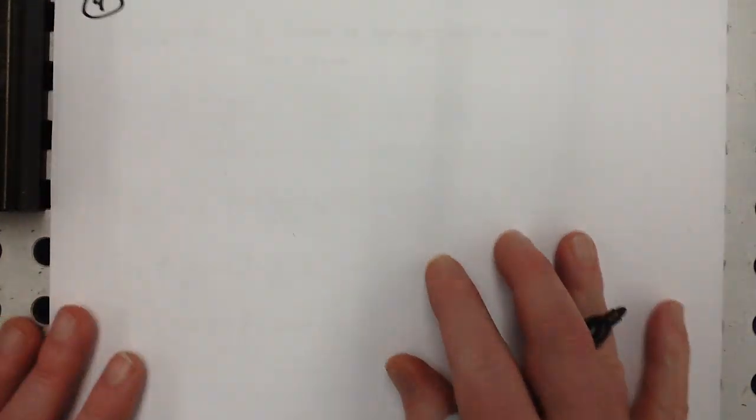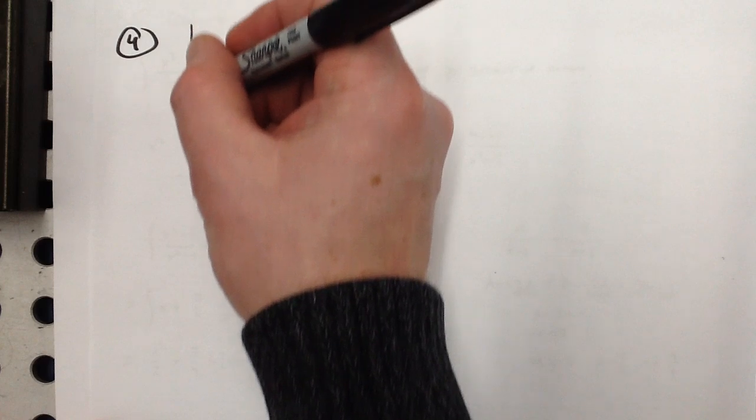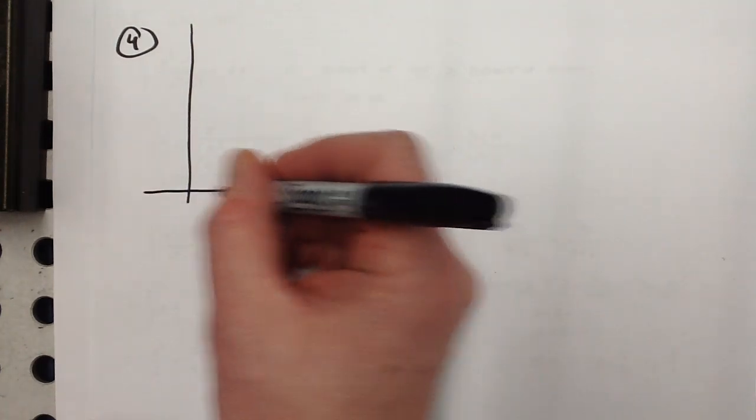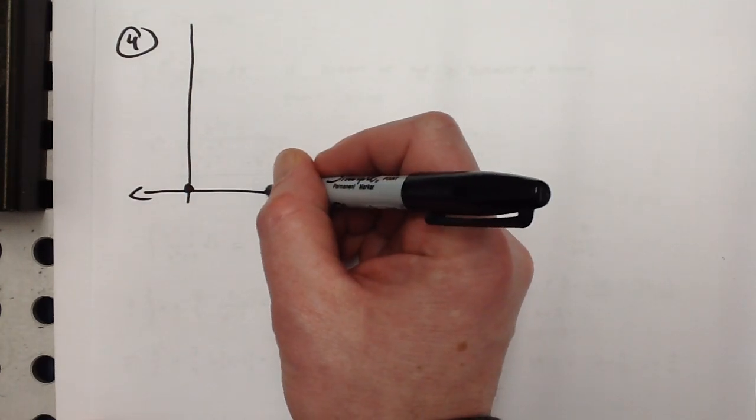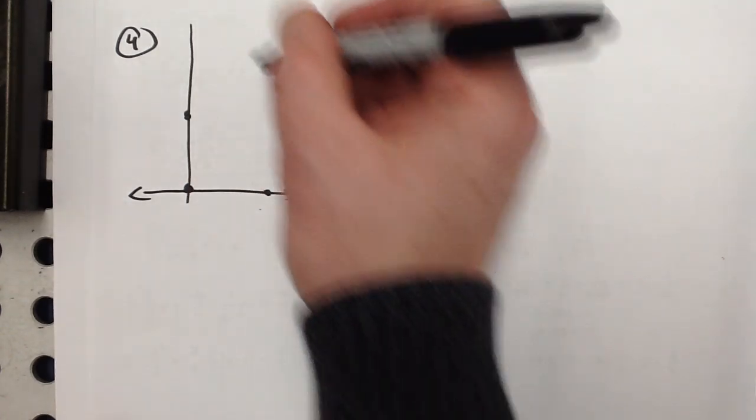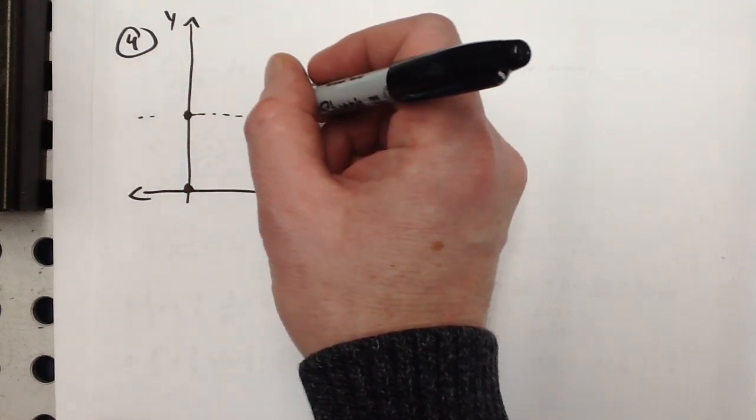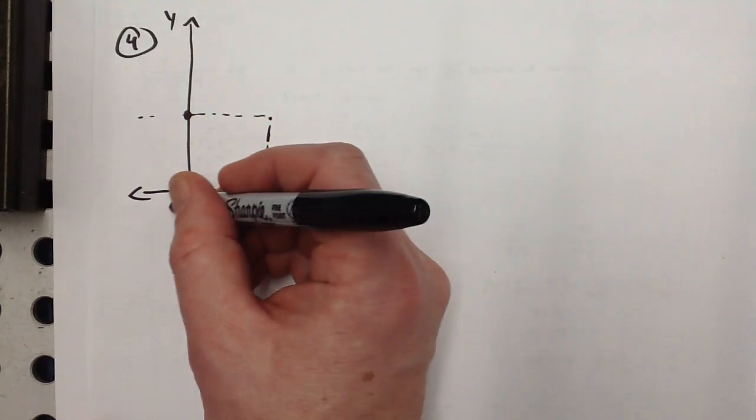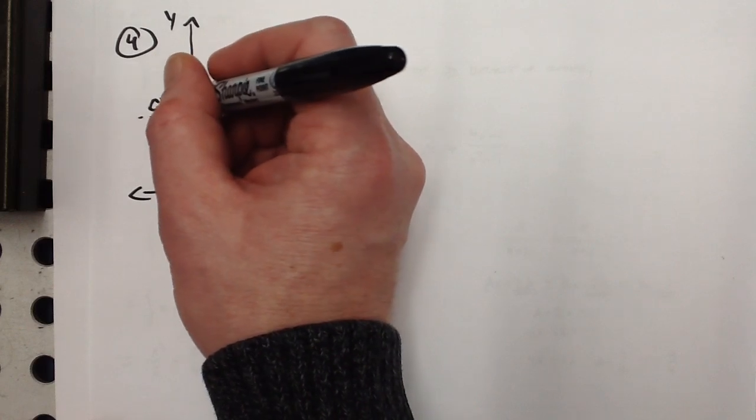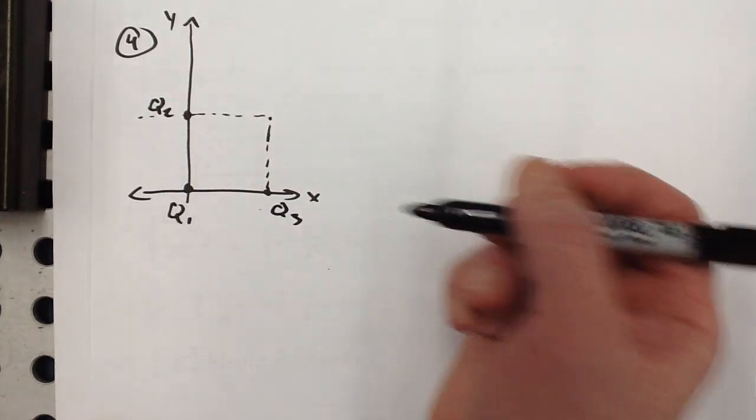All right, number 4. Where's my number 4? Around here somewhere. So in this problem, we've got another xy coordinate plane, and we've got three charges, Q1, Q2, and Q3.